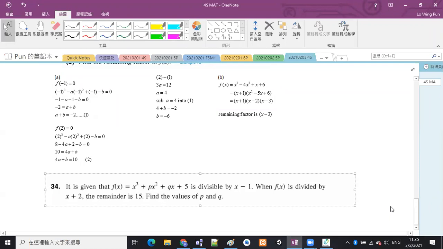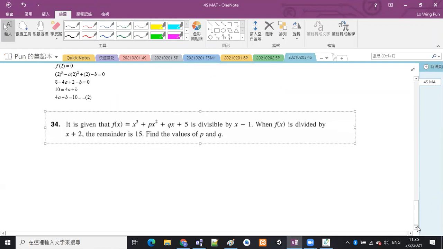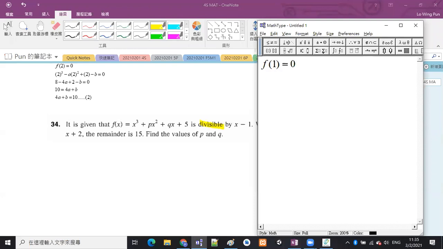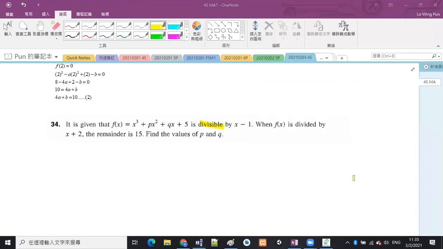So it is given that fx is divisible by x minus 1. Again, we have unknowns p and q, right? So we need 2 equations to solve the 2 unknowns. First, it is divisible by x minus 1, so f1 is equal to 0. But f1 is 1 cubed plus p times 1 squared plus q times 1 plus 5, which is equal to 0. So 1 plus p plus q plus 5 is 0. So p plus q is equal to negative 6. And label this to be equation 1.